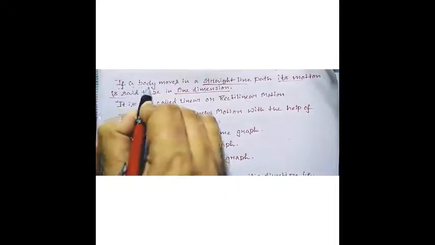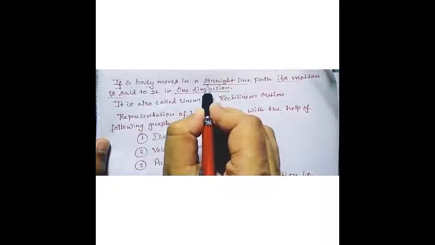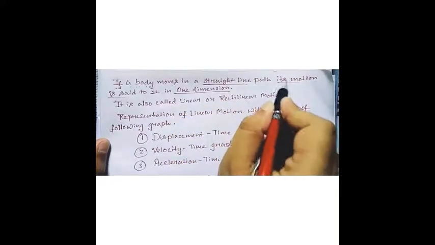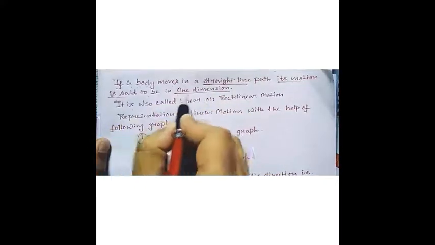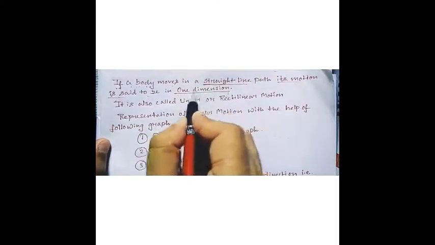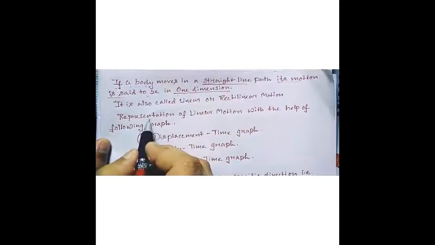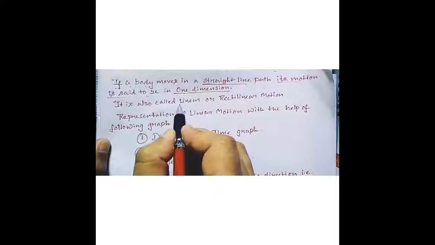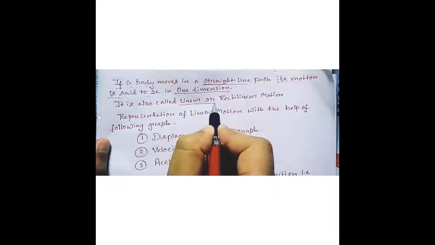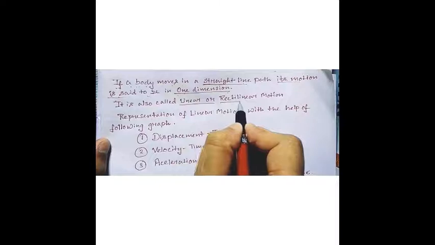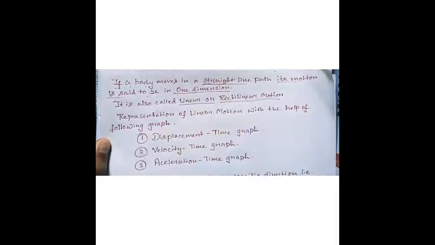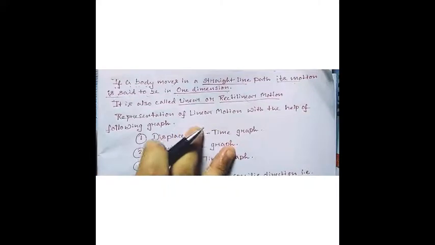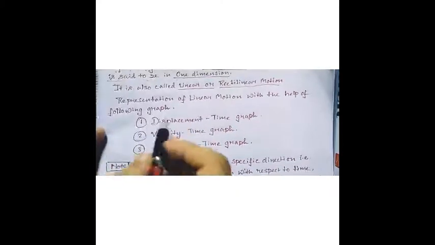If a body moves in a straight line path, its motion is said to be one-dimensional motion. One dimension. So this is actually called one-dimensional motion. It is also known as linear or rectilinear motion. So this linear and rectilinear motion is very important to explain the following graphs.